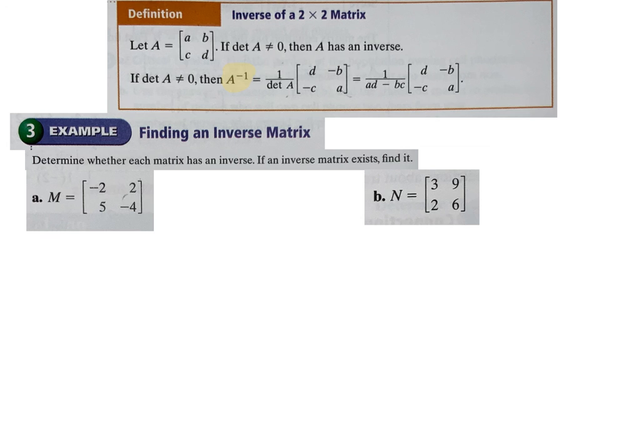All right, so let's do one. The very first step in finding your inverse is to find your determinant. So find the determinant. Well, how do I do that? I'm going to say negative 2 times negative 4, that's positive 8, minus 5 times 2, which is 10. So what is my determinant here? Negative 2.